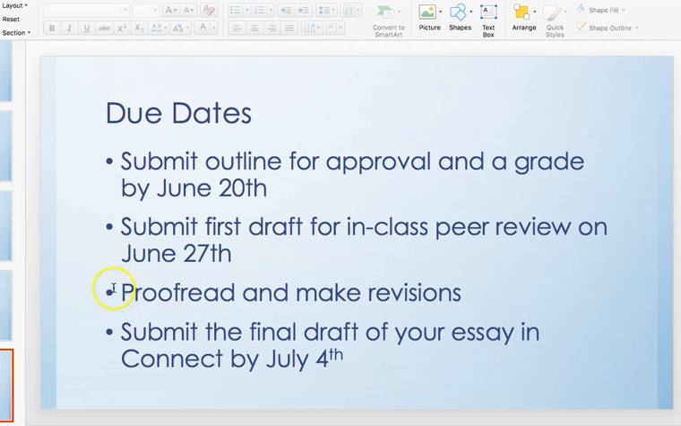Once you're done with peer review, proofread, put it through Grammarly, and make sure you complete your revisions. Okay, and then once you are done with that, submit the final draft of your essay in Connect by July 4th. Of course, July 4th is Independence Day, so don't take it as, oh, I'm not going to be in class, so I don't have to submit this on time. No, it's going to be submitted online, so just make sure you do submit it by then. Okay? And of course, if it is late, then I will have to take off 10 points, which I don't want to do. So make sure you do submit it on time.